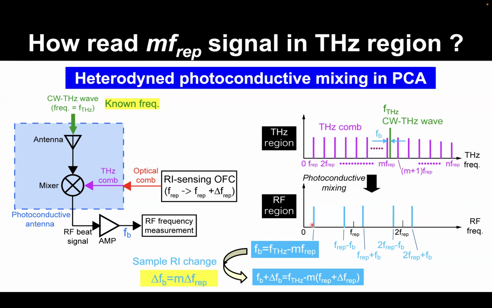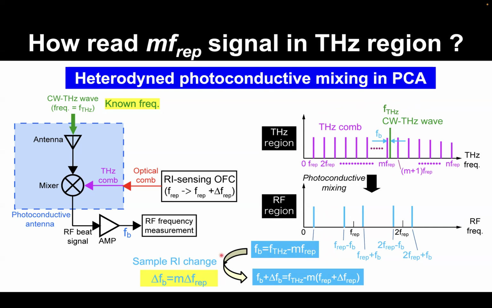We here focus on the beat signal at the lowest frequency, namely the FB beat signal. This FB beat signal is generated by mixing between the CW terahertz wave at F terahertz and the M-th order mode of the terahertz comb, nearest in frequency to the CW terahertz wave, at M FREP. So the FB is given by this equation.